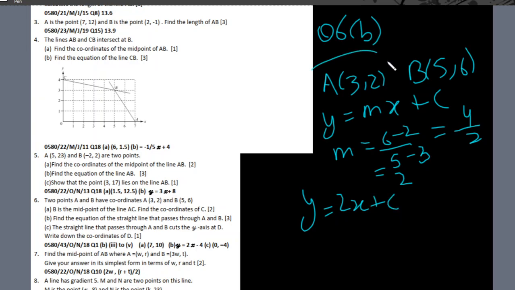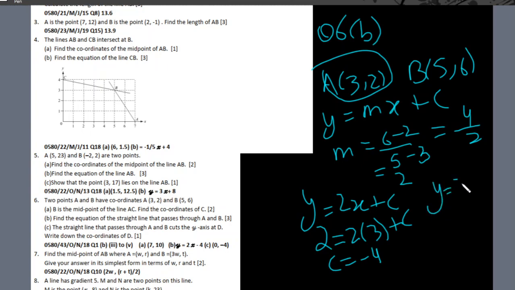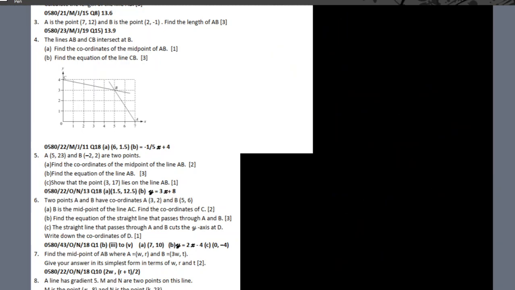Now to find c, let's substitute this one. 2 equals 2 times 3 plus c. c equals minus 4. So the equation becomes y equals 2x minus 4. Okay, so this is the answer for part B. Part C, a straight line. Let me write the answer for part B first. y equals 2x minus 4.